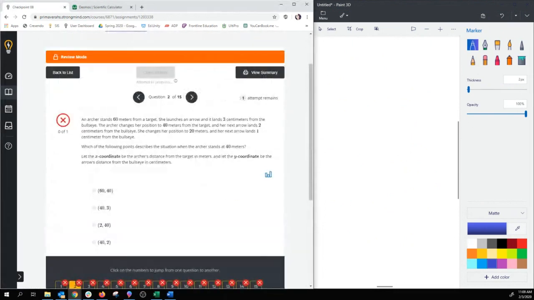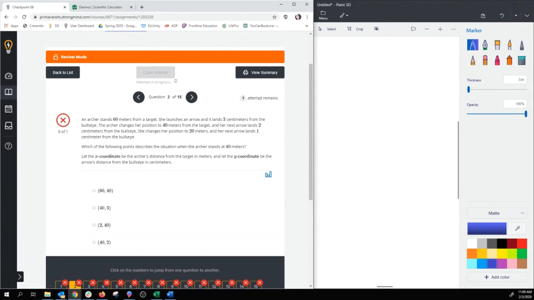Okay. All right, so let's see. This question says that an archer stands 60 meters from a target. She launches an arrow and it lands 3 centimeters from the bullseye. The archer changes her position to 40 meters from the target and her next arrow lands 2 centimeters from the bullseye. She changes her position to 20 meters and her next arrow lands 1 centimeter from the bullseye. Which of the following points describes the archer's stand at 40 meters?